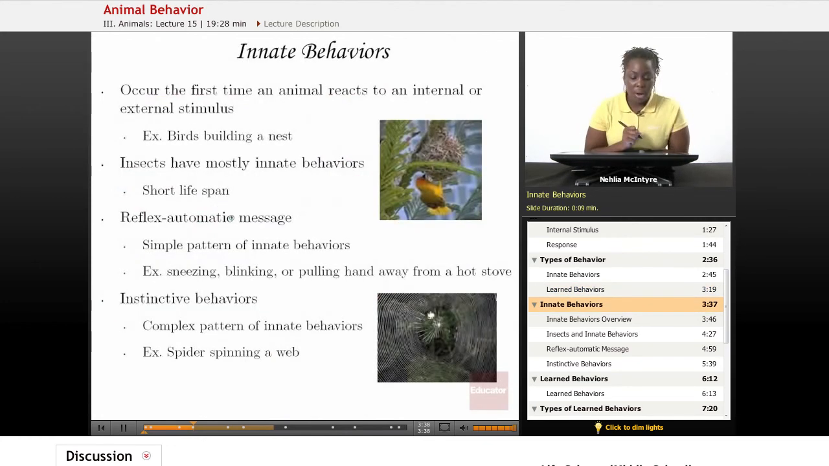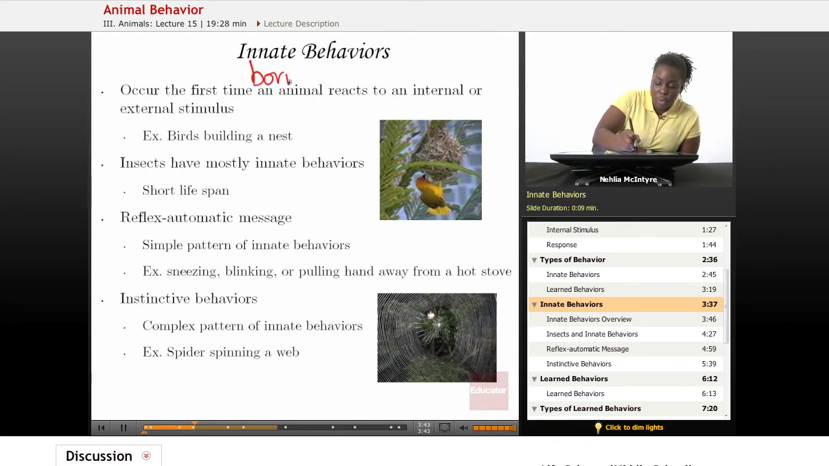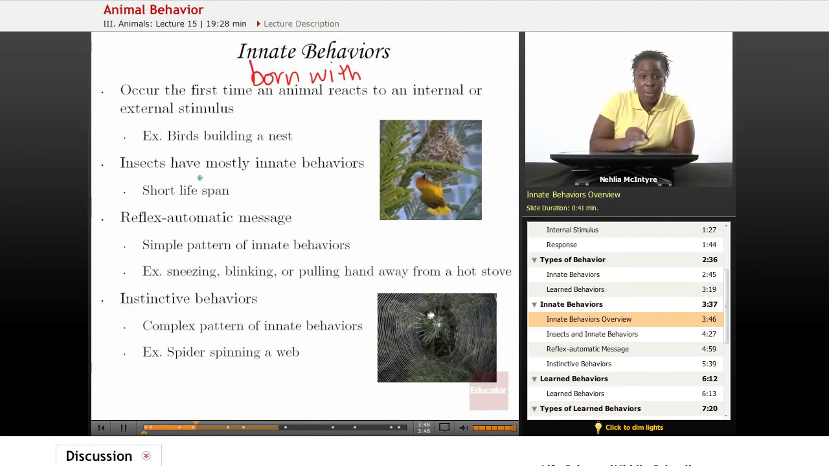Let's talk now specifically about innate behaviors, those behaviors that an organism is born with. Now, innate behaviors occur immediately. They occur the first time an animal reacts to an internal or an external stimulus. For example, a bird knows innately to build a nest. A nest is used for protection, for its eggs and as a home for the bird. So it innately knows how to build a nest.